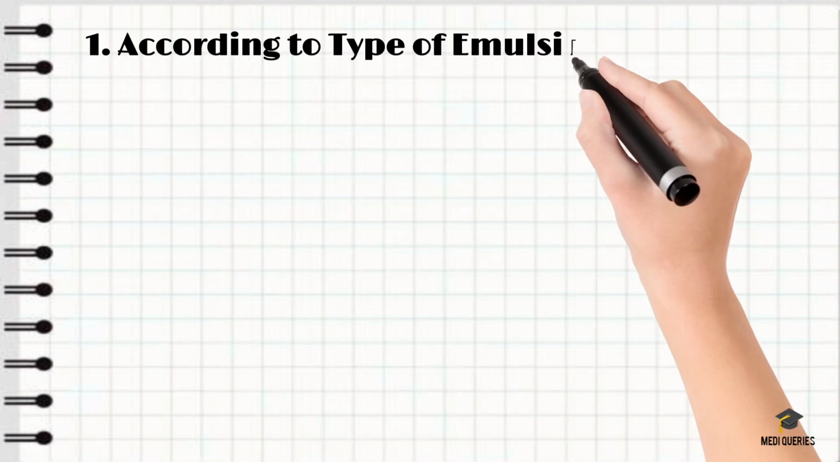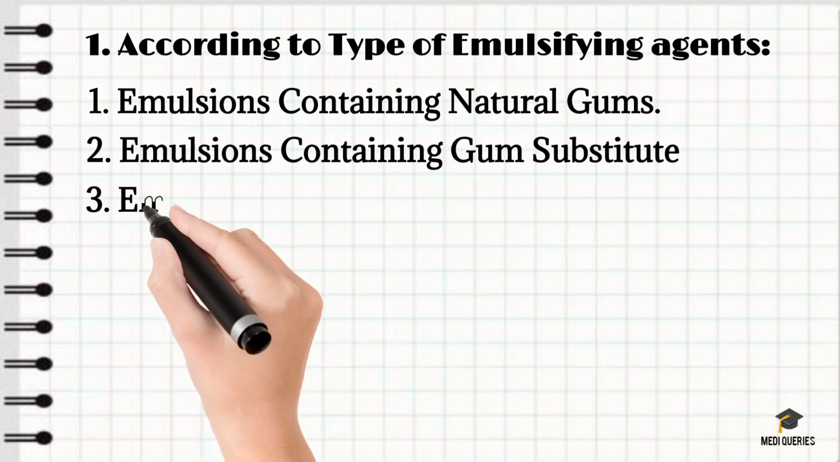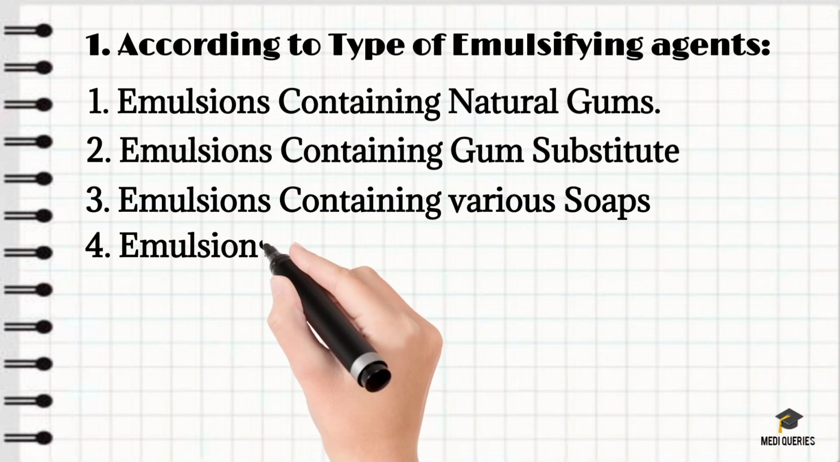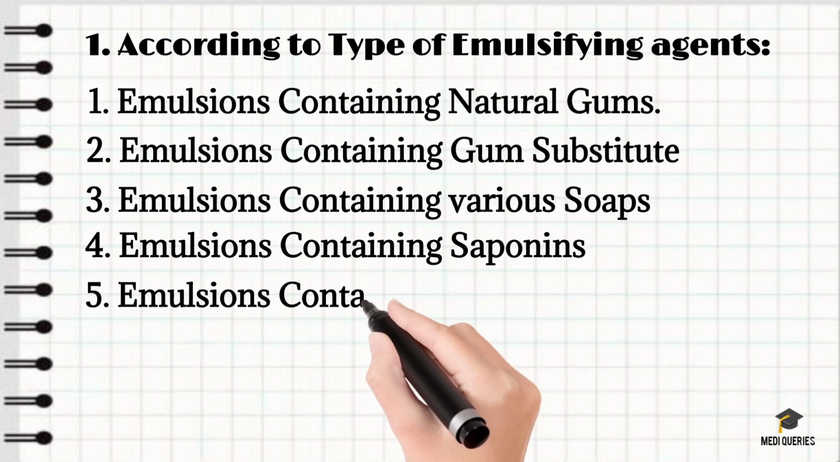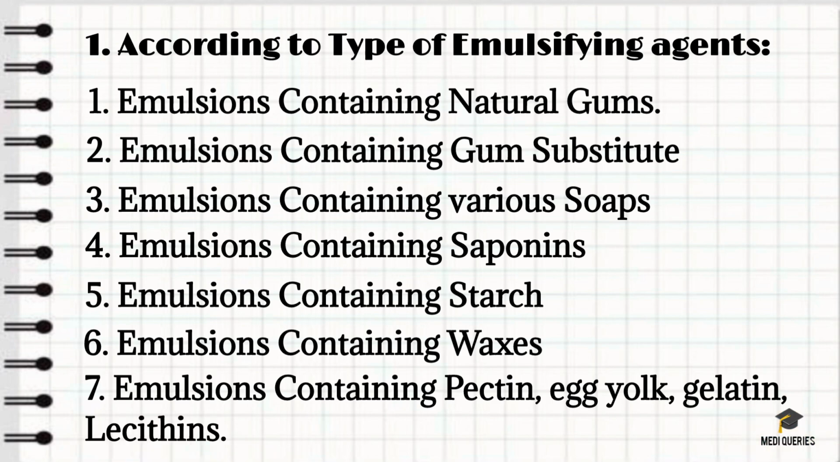Classification of emulsions. There are various methods for the classification of emulsions. However, from the dispensing point of view and the mode of administration, emulsions can be classified as follows: classification in accordance to the type of emulsifying agent used in the preparation of an emulsion, and classification in accordance to their mode of administration. We will see both the classifications here. The first one is the classification according to the type of emulsifying agent.